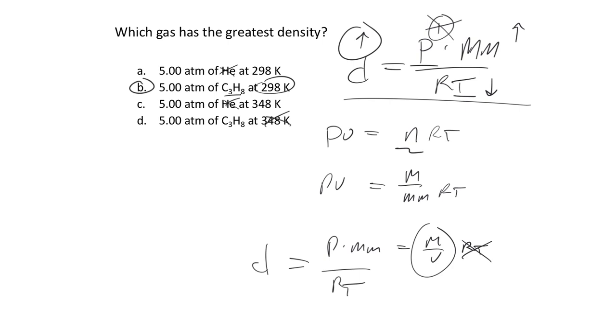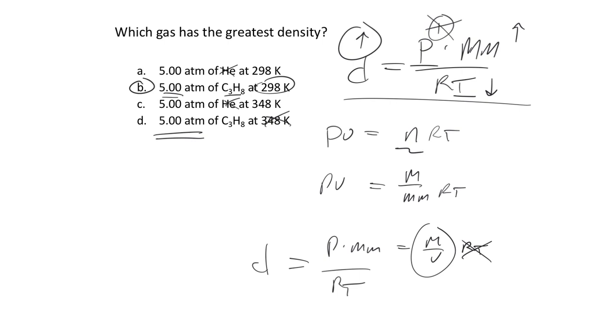Now, this I think requires some bit of explanation, because when you see this at first, a very common error on a problem like this is to think, well, at higher temperatures you get higher pressure. If I have 298 Kelvin versus 348 Kelvin, the 348 has to have a greater density because that has to be higher pressure, right? It's not a higher pressure, it's the same pressure. We have 5 atm at both temperatures.